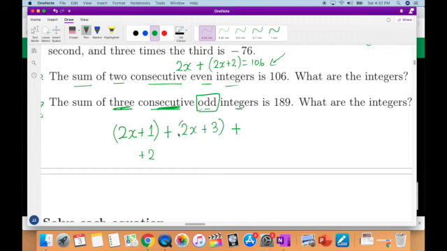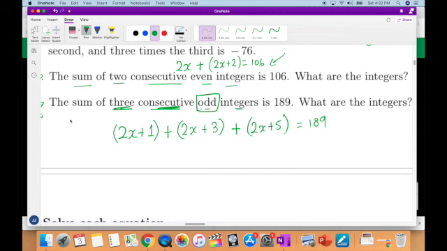You understand, Caitlin? Yeah. And if I take this number and I add 2, then the next number is going to be 2x plus 5. You understand that, Caitlin? Yeah. And that is 189. So how do the two of you feel about this one?